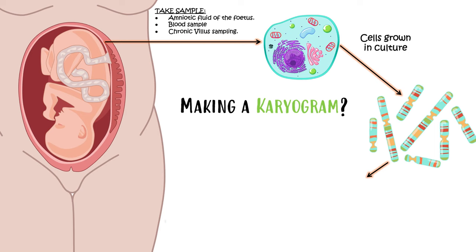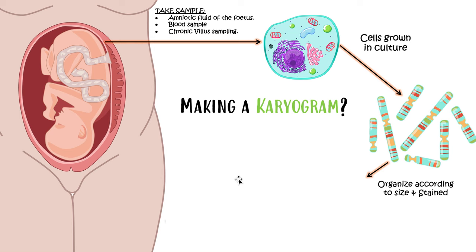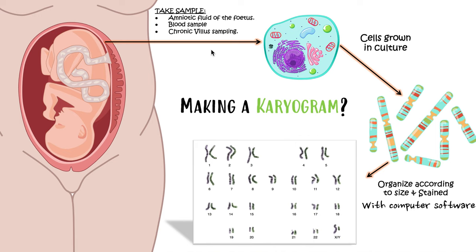So what the scientists then need to do is organize them according to size and stain them so they can be colorful. Because look, here they're colorful, but in reality they're not colorful. So the scientists will stain them so you can see all the genes. All of these lines represent different genes. But this is done with some kind of computer software, they don't do it by hand. And then finally, they organize it according to size, and here's your karyogram. So this is how you make a karyogram: take a sample, grow the cells, destroy the cells except the chromosomes, organize the chromosomes according to size and stain them, and that's your karyogram.